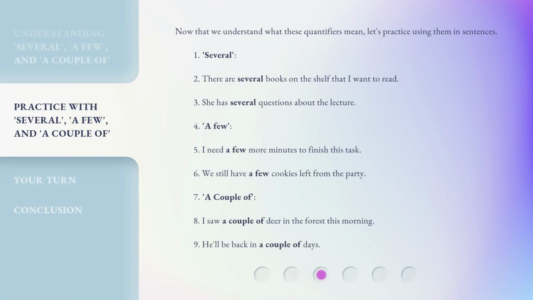Now that we understand what these quantifiers mean, let's practice using them in sentences. 1. Several. 2. There are several books on the shelf that I want to read. 3. She has several questions about the lecture. 4. A few. 5. I need a few more minutes to finish this task. 6. We still have a few cookies left from the party.